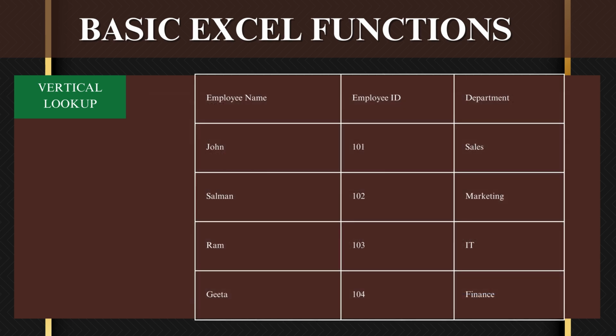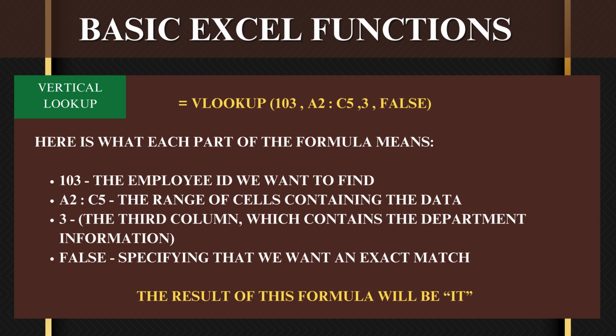Here is an example to illustrate the usage of VLOOKUP. Suppose we have a table with employee names and their corresponding employee IDs and departments, as shown below. Employee name, employee ID, department. John 101 Sales. Salman 102 Marketing. Ram 103 IT. Geeta 104 Finance. If we want to find the department for the employee with the ID 103, we can use the following formula. =VLOOKUP(103, A2:C5, 3, FALSE).